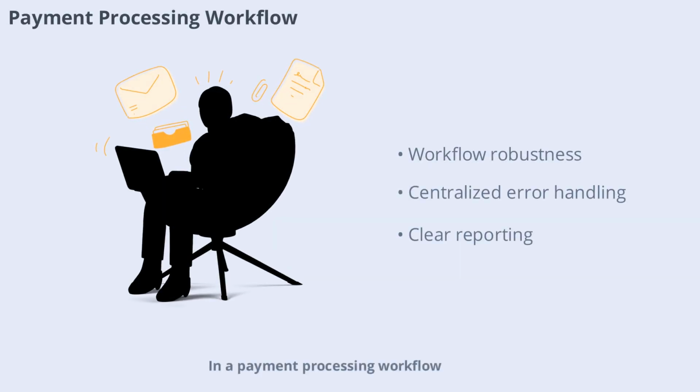In a payment processing workflow, multiple steps are handled in separate withContext blocks. Validation, transaction processing, and confirmation are each run in their appropriate dispatcher. If any step throws an exception, it's propagated to the parent coroutine, allowing for centralized error handling and user notification. This approach ensures robust workflow management and clear error reporting.